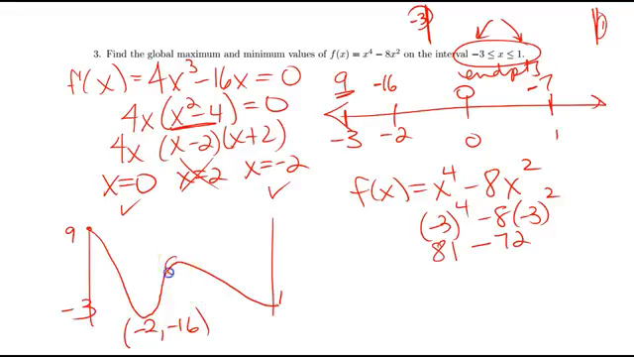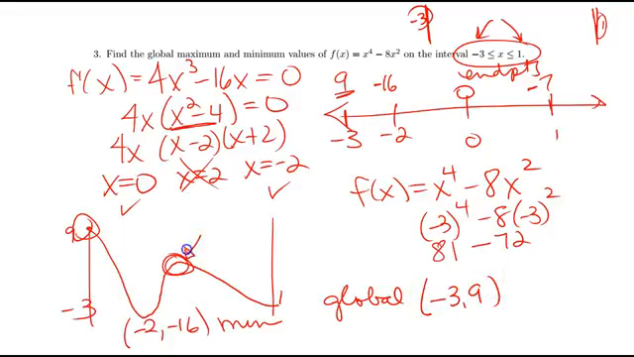And this one here isn't global because this endpoint is higher. So my global minimum is this, and my global max, because that's what they're asking for, global, is at -3.9. This one indeed is local, but it's not global. All right?